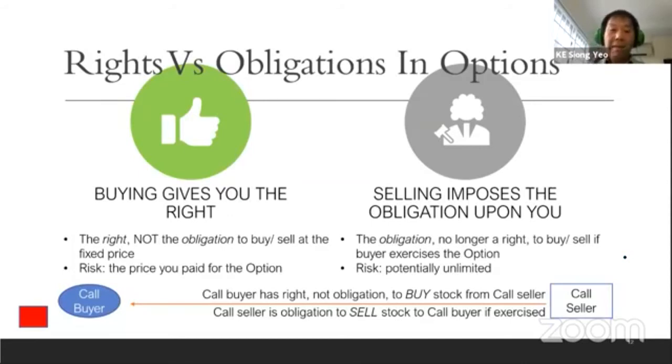If you are a naked call seller, that means if the trade goes against you, you are obliged to go out into the market to buy the stock at the market price, and then fulfill your agreement by selling the stock at a lower price to the call buyer. So this is very dangerous.